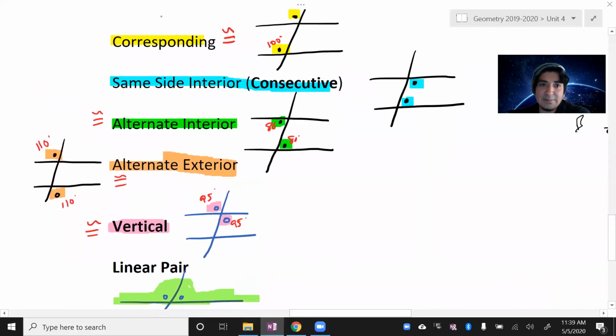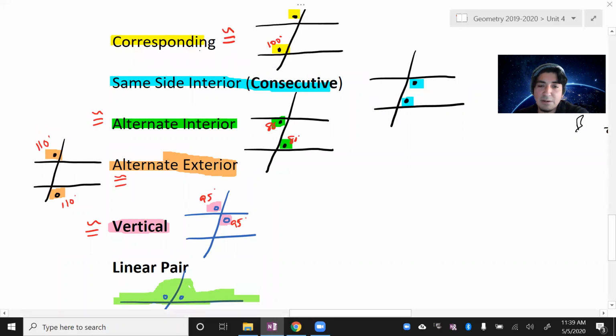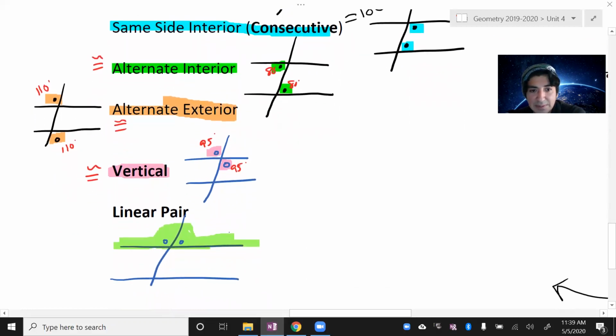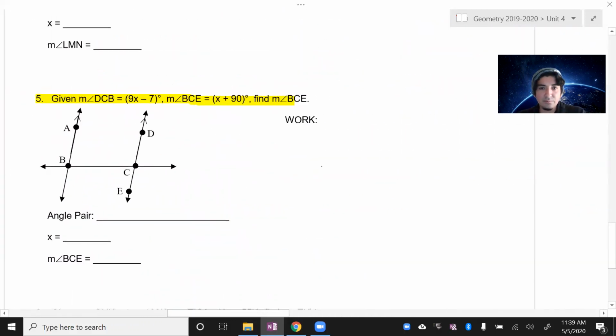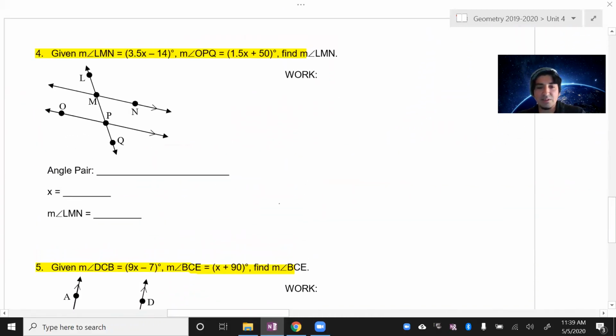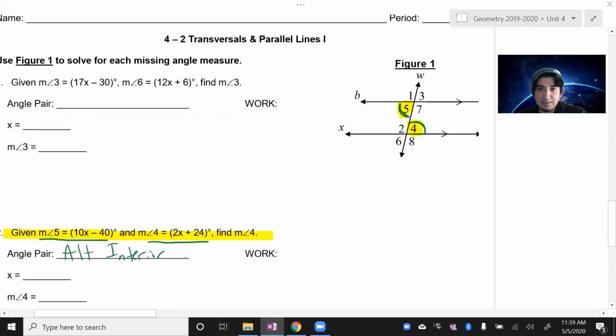Now, there's a few that I left behind, because they represent a different value. So when you have same side interior angles, they will be equal to 180. When you have a linear pair, they will be equal to 180 because they add up to 180. Okay. So just giving you a heads up on what you have to work with.